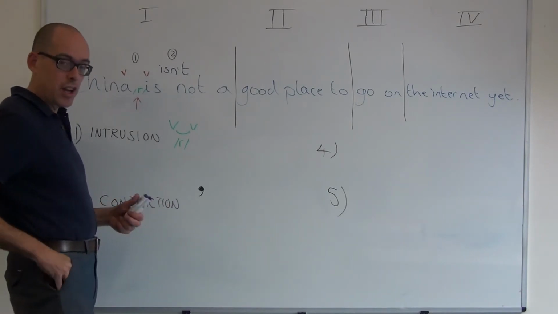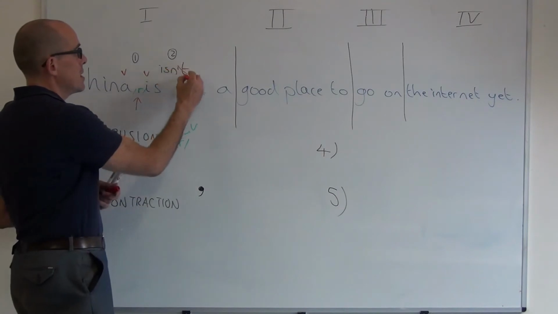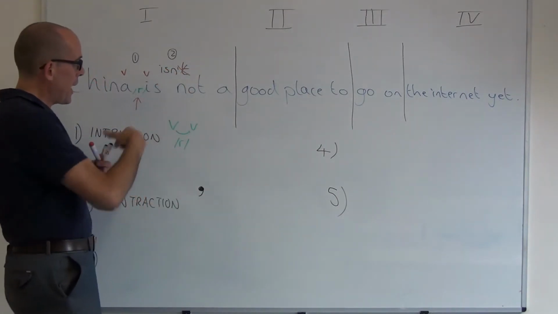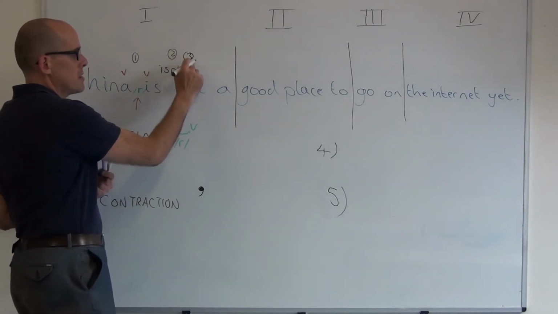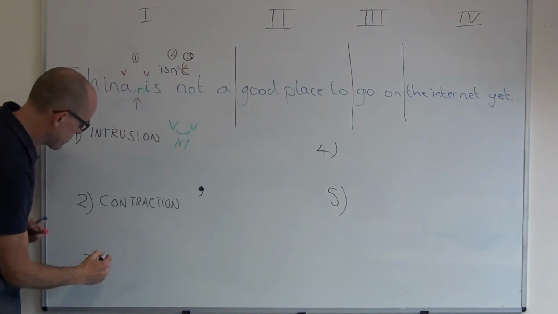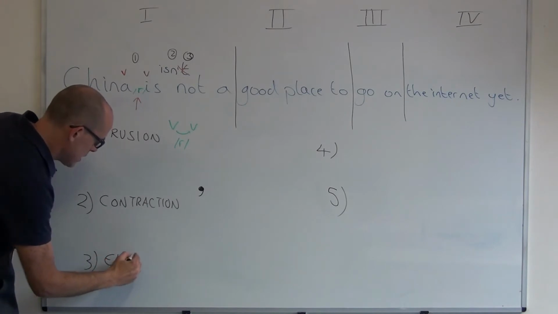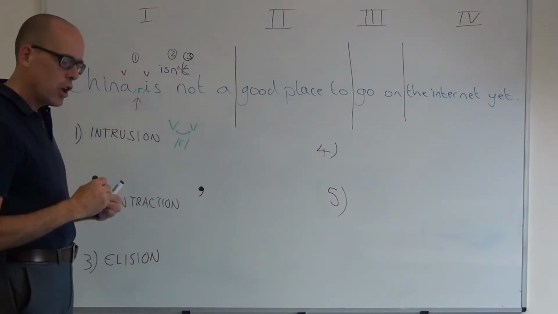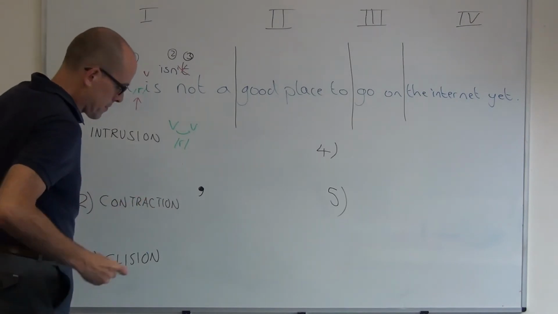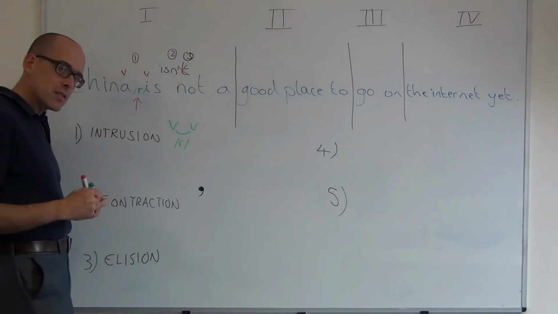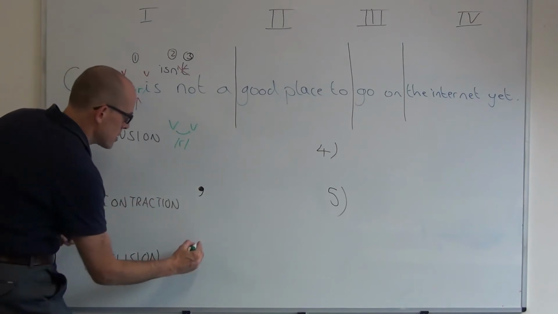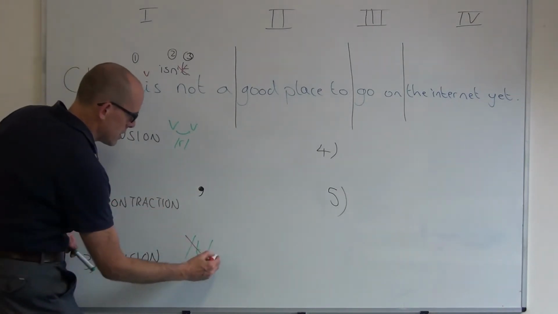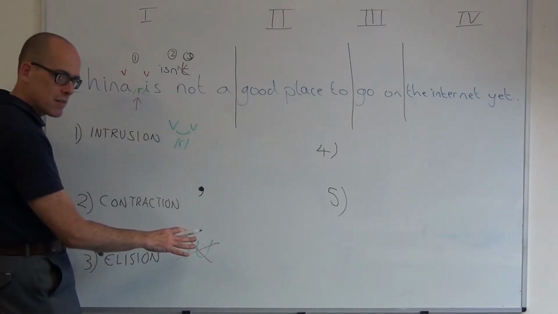Did you notice I lost a sound? The t sound disappeared. And that is the third change that we make. It's called elision. Elision is when we lose a sound. One sound that we often lose in English is this sound. T. Okay? So that's one example of a sound that we lose.